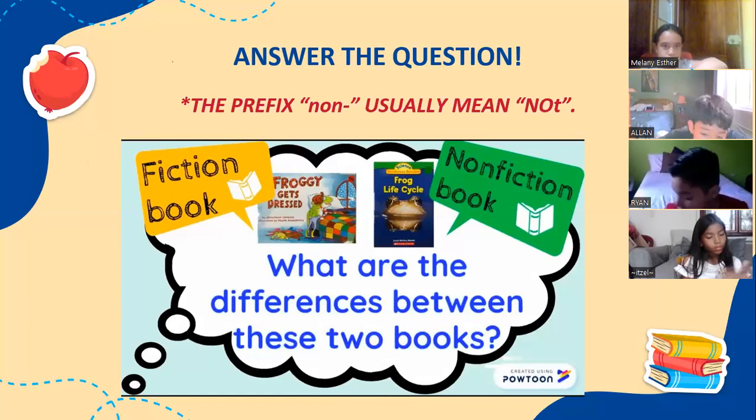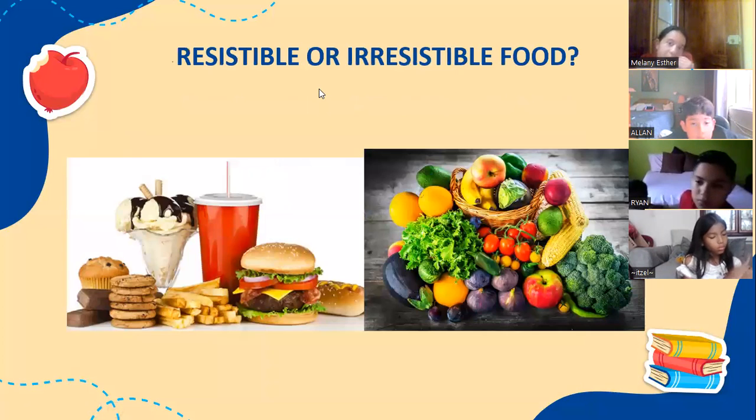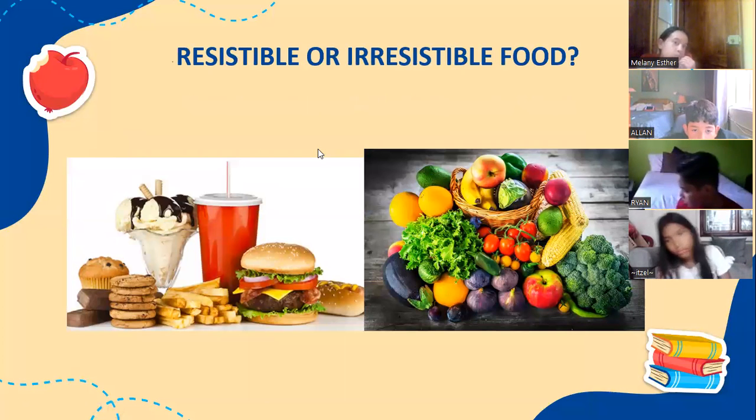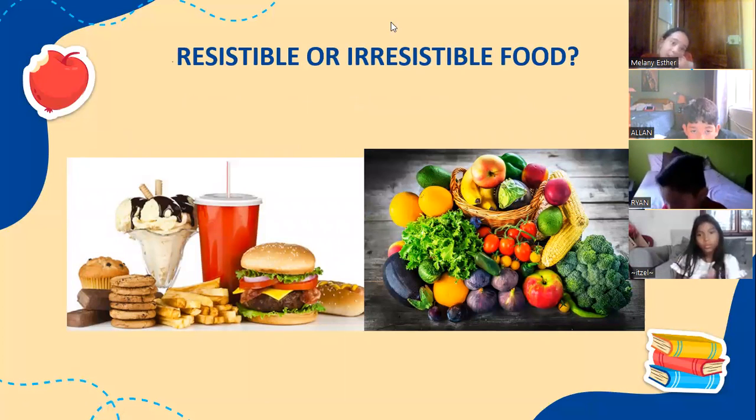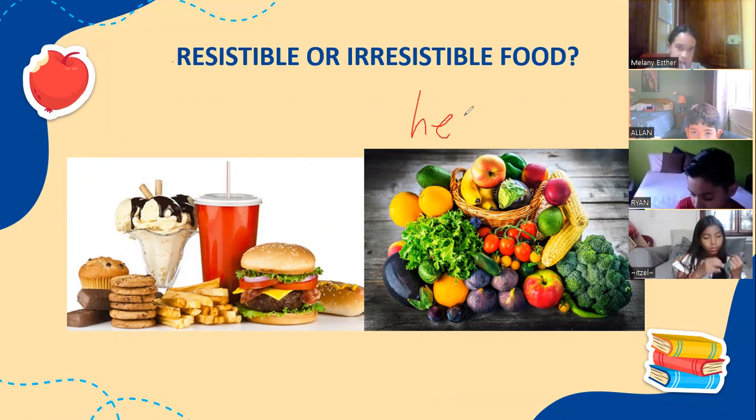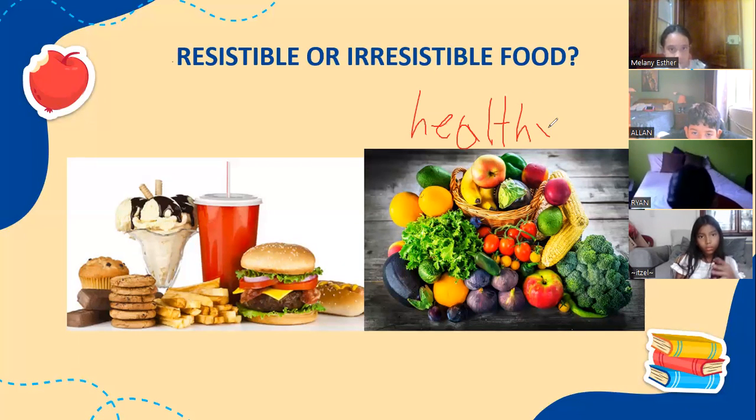That's the only explanation. So the prefix non usually means not. Resistible or irresistible food. The resistible is the vegetables and the irresistible is the other one. Oh, but this is healthy food, the other one is not healthy. And actually, this is junk food.